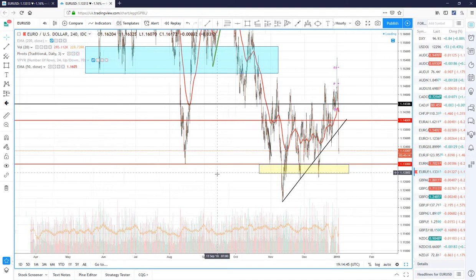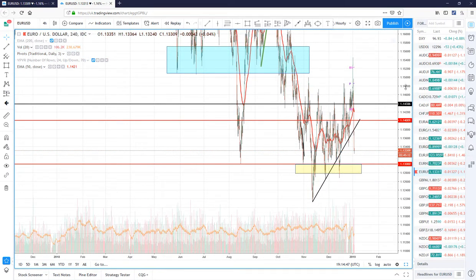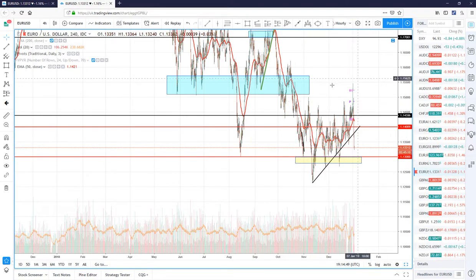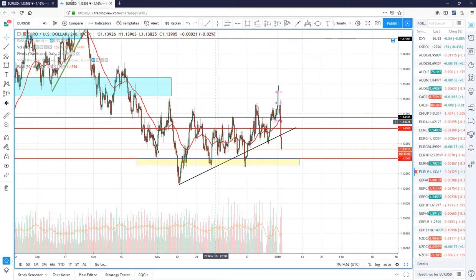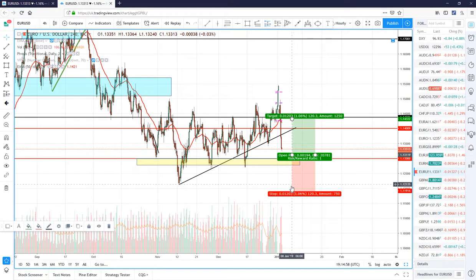And you can see the 1.13 area here on the 4-hour chart has been strong in this area here, respecting it. So that's what I'm looking for there, and I'll sit on my hands and wait for the trade to come to me. I'd happily take a long position there, something maybe like this.